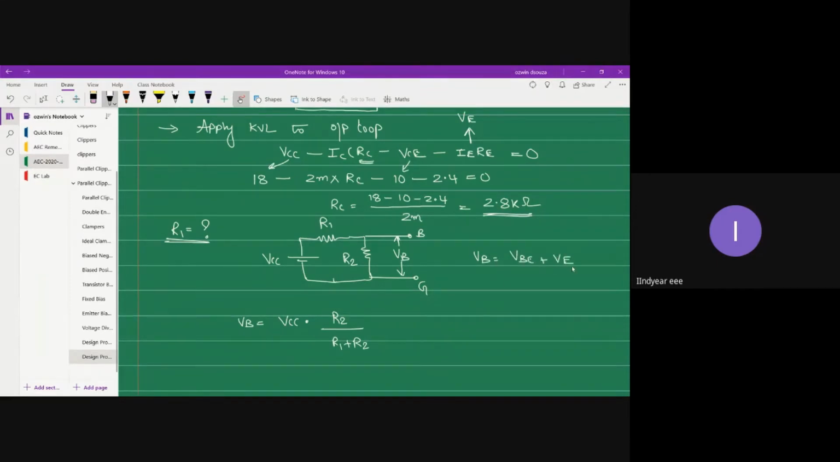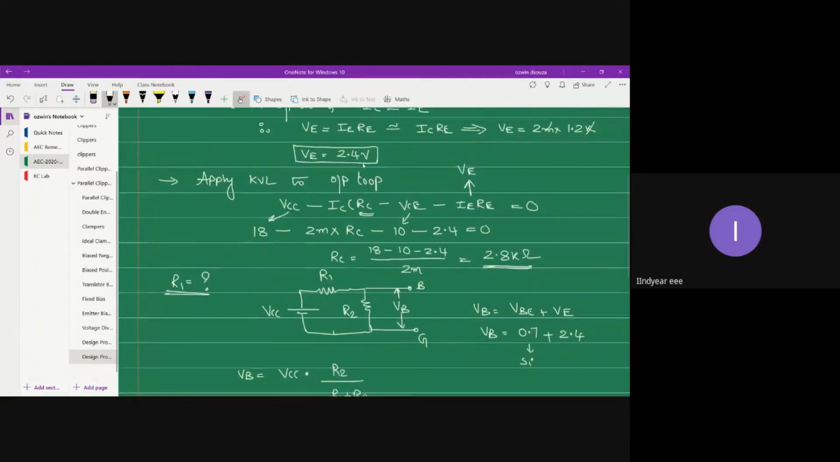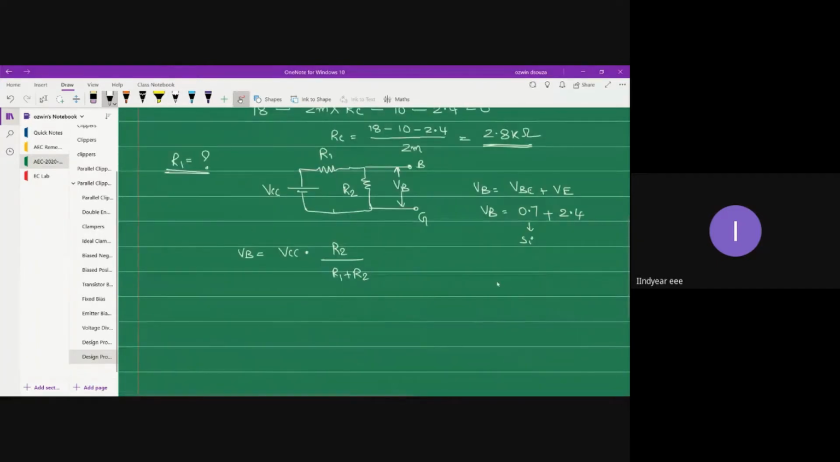Also, VB, the base to ground voltage, is nothing but VBE plus VE, emitter to ground. So VB is equal to VBE, which is 0.7 for a silicon transistor, plus VE, which is 2.4, which we have already found in the previous step. That will give you the VB value. So how much is it? 3.1 volts, 3.1 approximately.